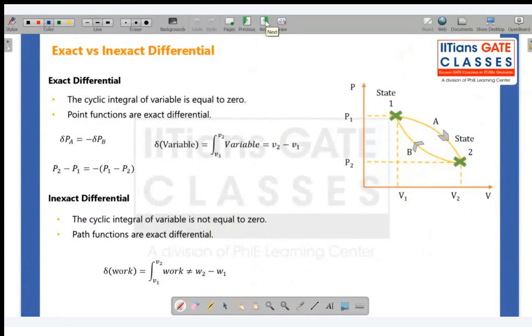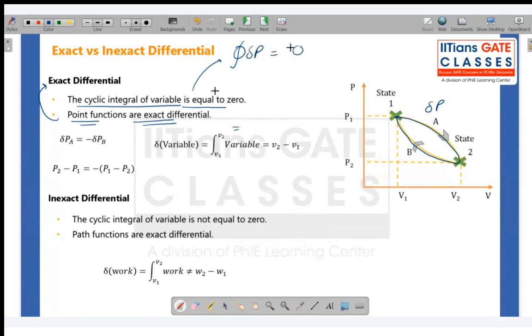Now exact and inexact differential. It is similar to path and point function. Point functions are exact differentials. What do you mean by that? Exact differential means the cyclic integral of the point function will be equal to 0. So I started from 1, went to 2, and then came back to 1. Let me write it here. The cyclic integral of a variable is equal to 0 for an exact differential. That means the cyclic integral of a change in property will be equal to 0.